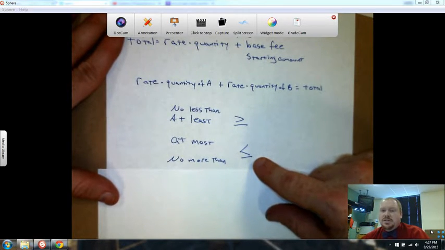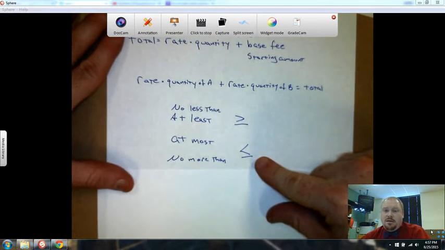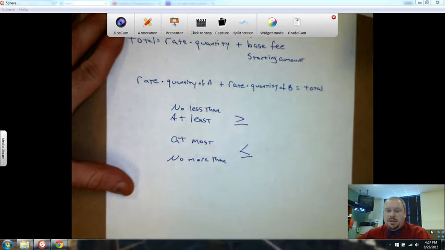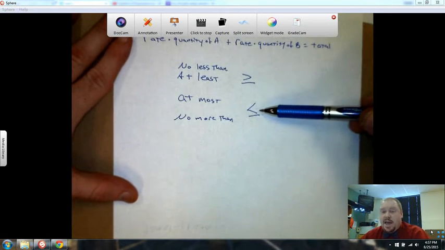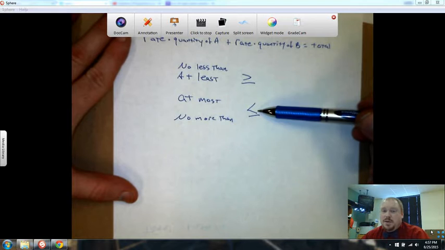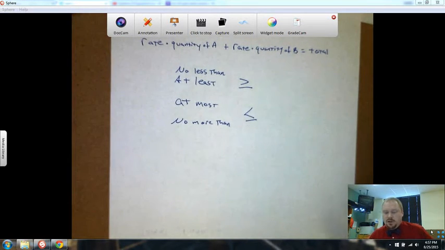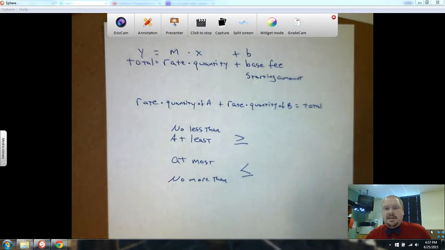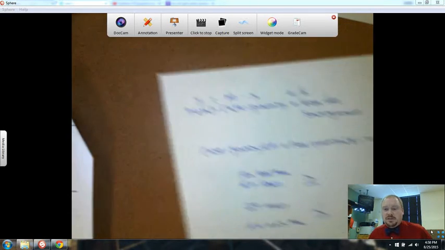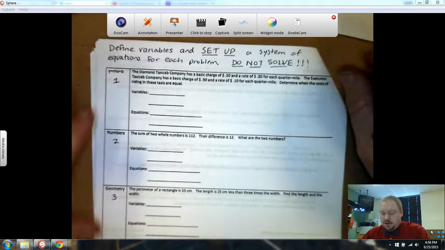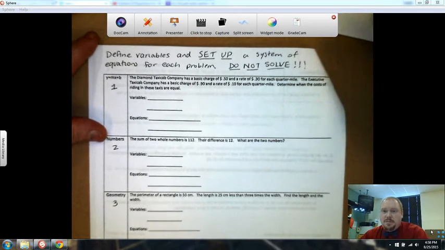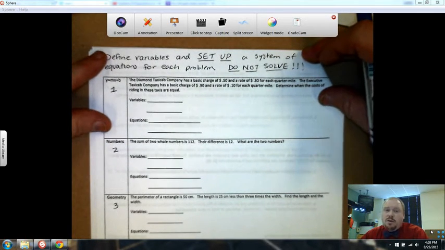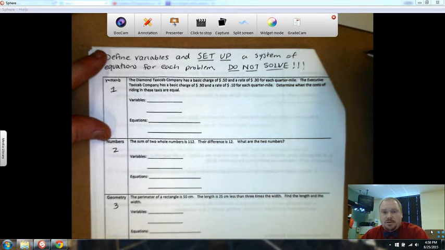So, for instance, if I have to go out and buy dinner for several people, and I only have so much money, I have to have less than or equal to, because I cannot spend more than what I have. So, keep these handy, and this should help us write our systems of equations. It's important that we read these carefully. In the interest of time, I'm just going to read them very quickly. You're welcome to go back and read them at your own pace.